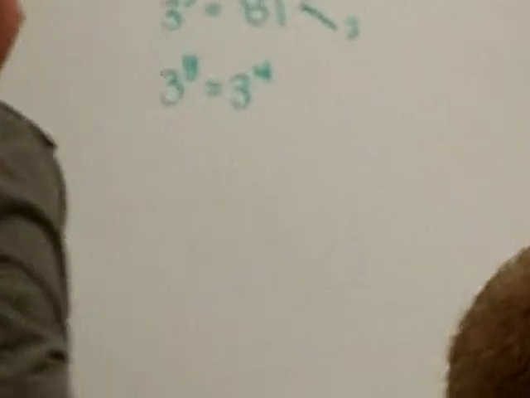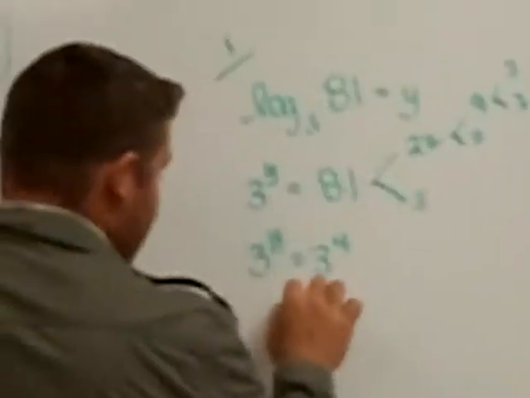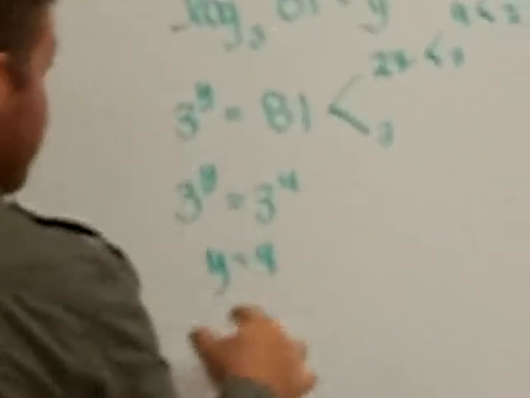So we have 3 to the y equals 3 to the 4. Are the bases the same? Yes, they are. So drop the bases, set your exponents equal to each other. What is y? That's your answer.